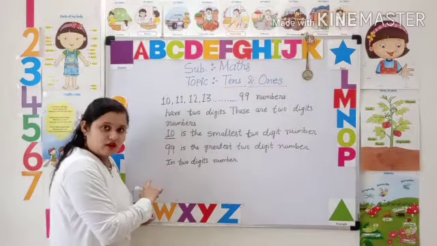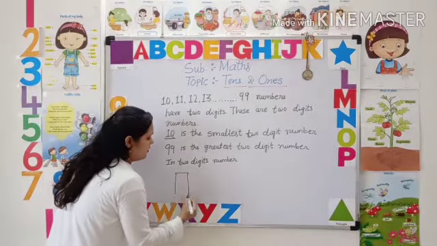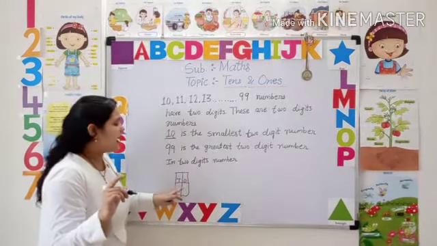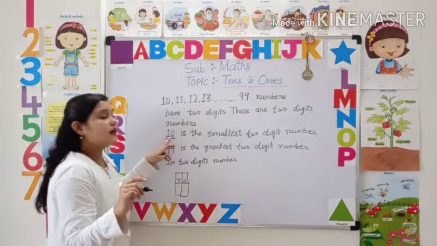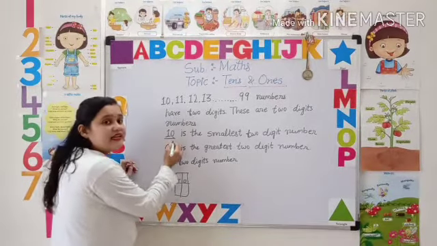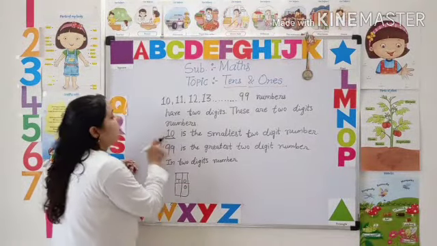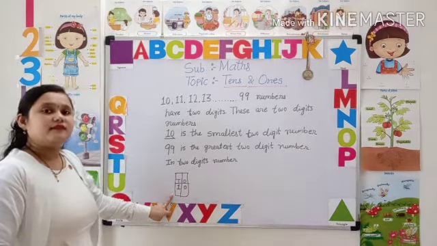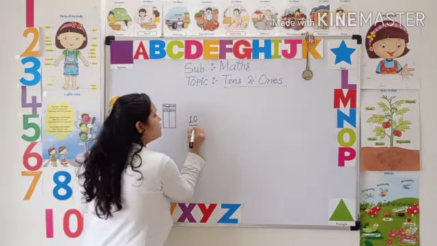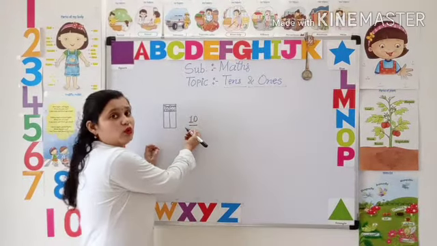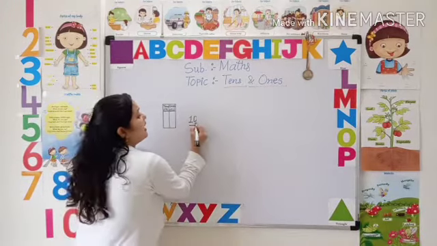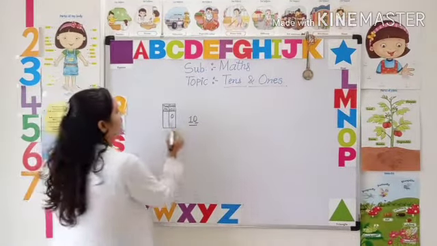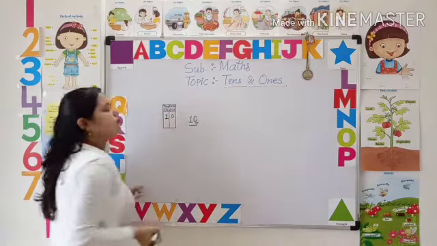In a 2 digit number, the right digit is written in the ones column. T means tens and O means ones. The right side digit is written in the ones column and the left side digit is written in the tens column. Okay, this is number 10 and it has 2 digits. How many digits? 2. 1 and 0. So, in a 2 digit number, right side digit is written in the ones column and left side digit is written in the tens column. Okay?